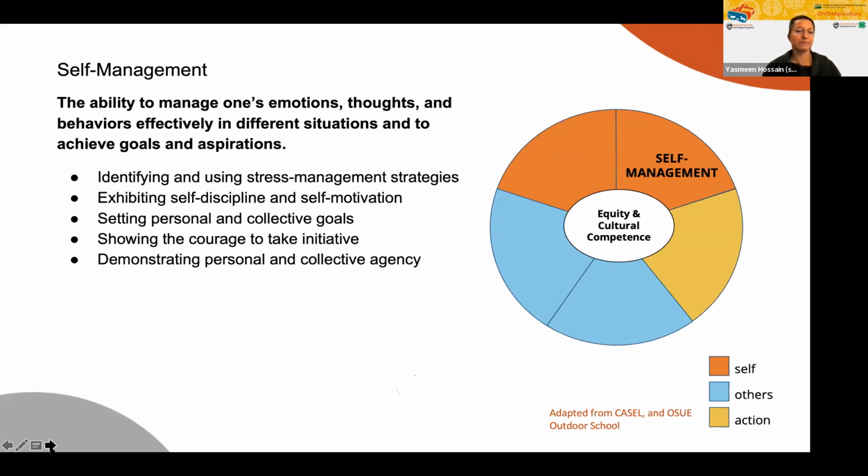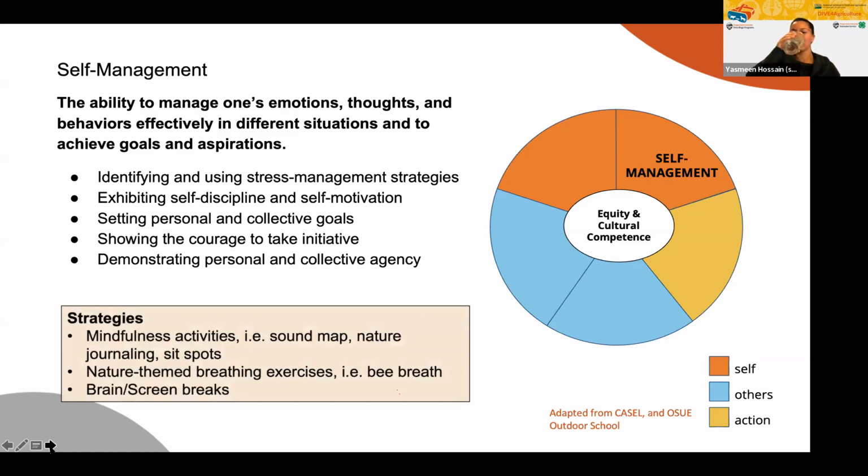So one of the strategies is stress management tools, of course, exhibiting self-discipline and self-motivation, setting goals personally and collectively, showing the courage to take initiative, demonstrating personal and collective agency. And Susan, if you could click, please. So some strategies and tools for the learning environment, the classroom, is to incorporate mindfulness activities, or any kind of conscious breathing activities. And you might do nature-based breathing activities such as the bee breath, if you're talking about bees later on. And then allowing the students to have lots of brain and screen breaks, so that they can take care of their needs, they can manage themselves. Next slide, please.